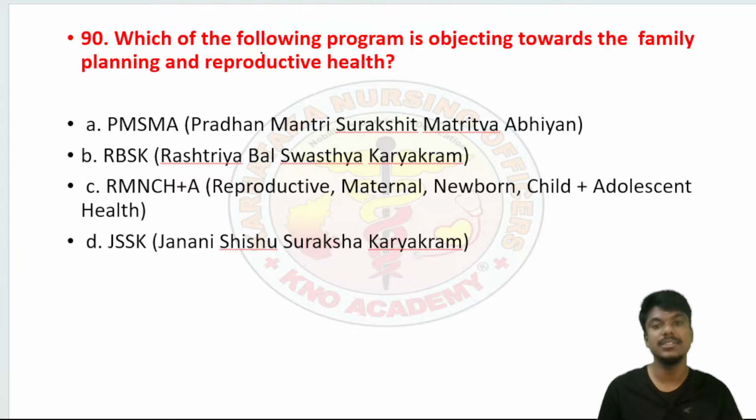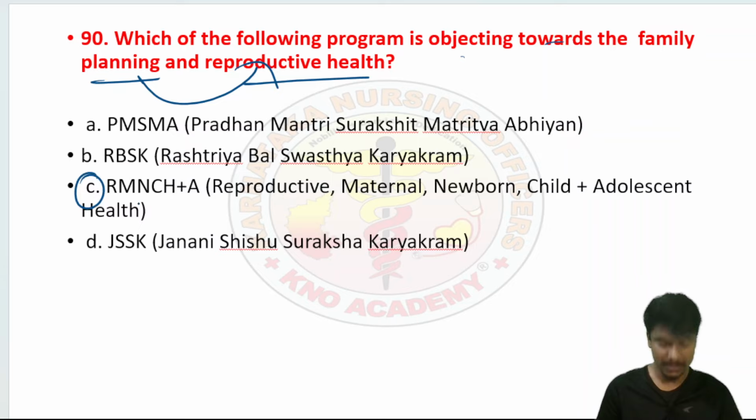The next question: which of the following programs is targeting family planning and reproductive health? Both family planning and reproductive health are focused on as goals of RMNCH plus A, where plus A means adolescent health. Under this program, both family planning and reproductive health are targeted.